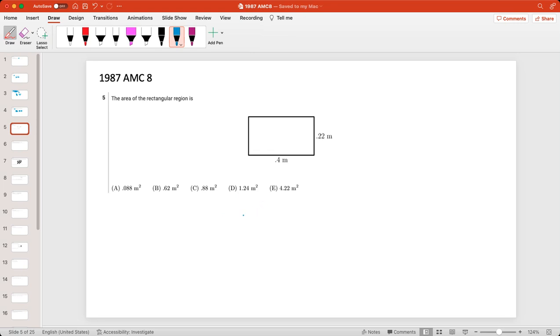The area of the rectangular region. Oh, simple. You just have to multiply length into breadth. Now, when multiplying decimals, if you have three decimals on the right hand side, in your answer also you should have three decimals, right? So it's basically 22 into 4, which is 88, and we should have three decimals on the right hand side. So this is your answer, 0.088 meter square. Okay.